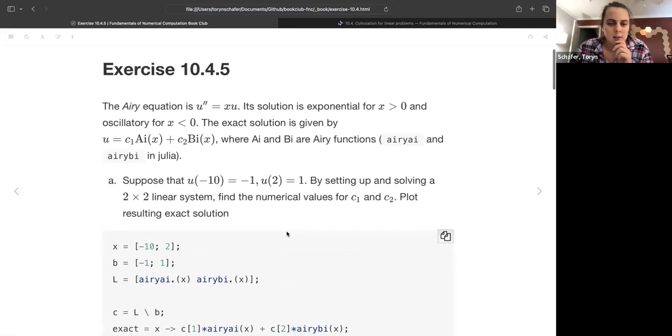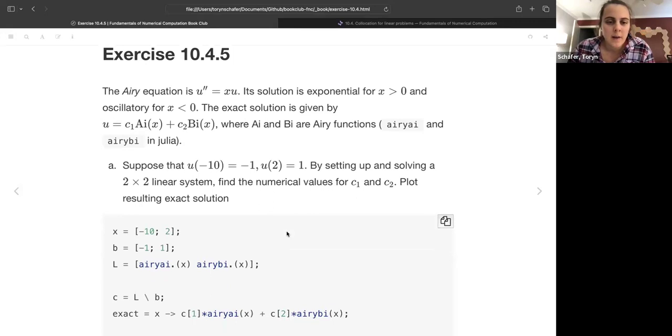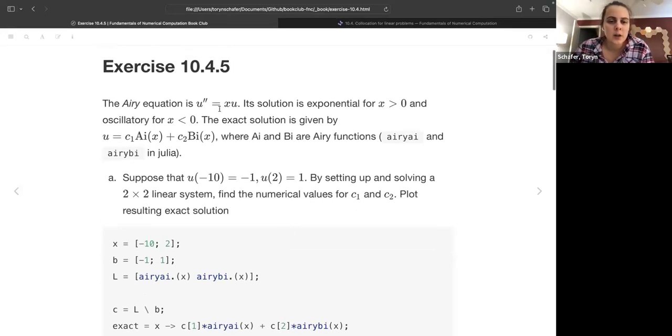Okay, so here's an exercise for this section. There's this area equation. Okay, it just looks like this.